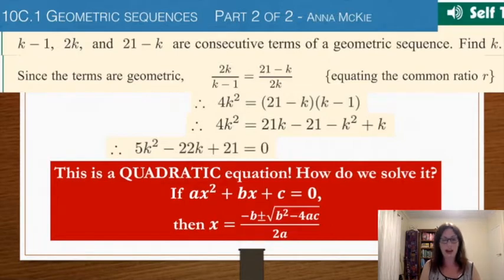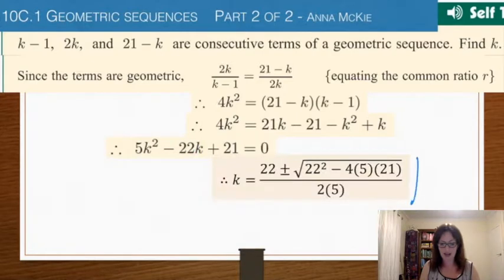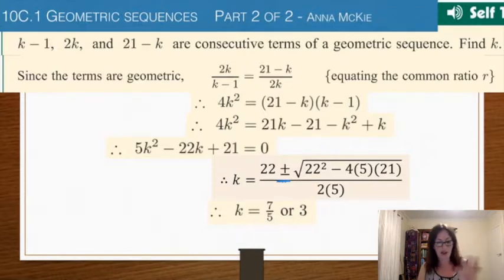Thinking about what your a, b and c are here. A is the coefficient of k squared, so 5. B is the coefficient of k, negative 22, and c is 21 there. So then we have to substitute them into this formula. Calculators to help you out here, and because of the plus or minus sign we get two values for k, and that's fine. That could happen. There could be two geometric sequences where that happens.